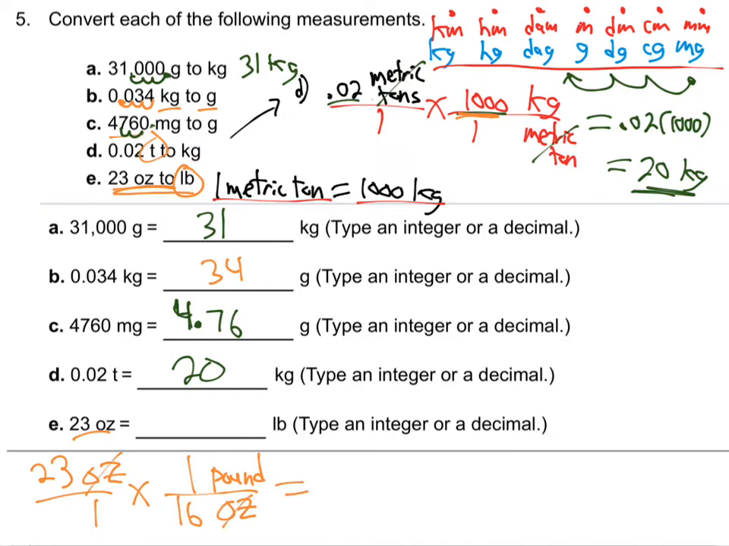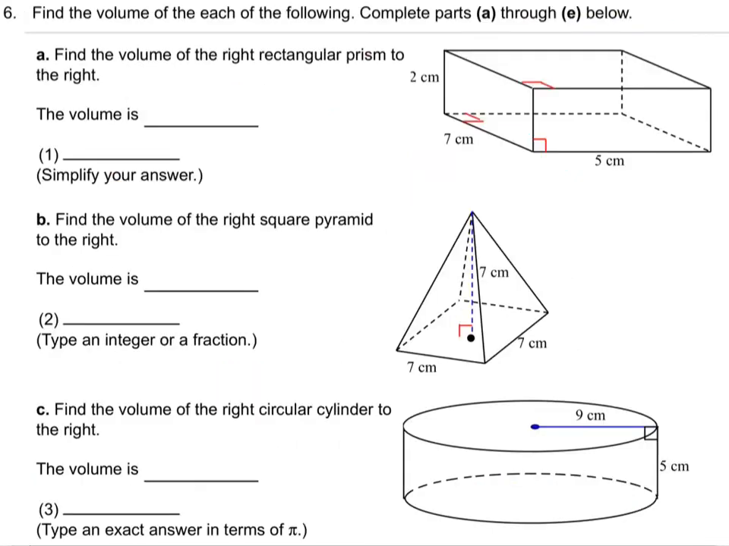Take your calculator and just take 23 and divide by, they just want a decimal this time. So just take 23 divided by 16 on your calculator, and I'm getting 1.4375 pounds. Okay, we converted those.